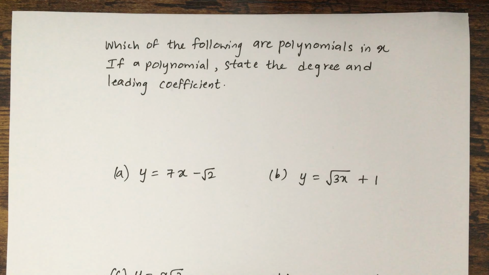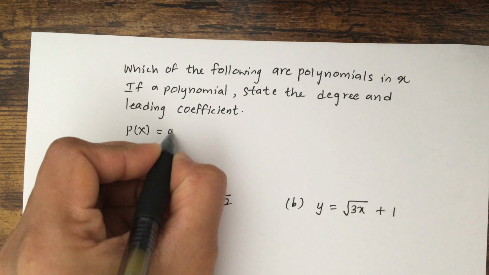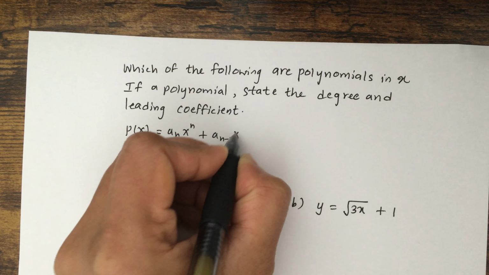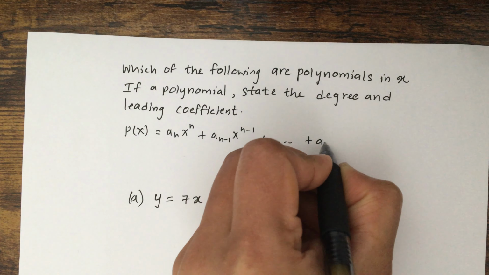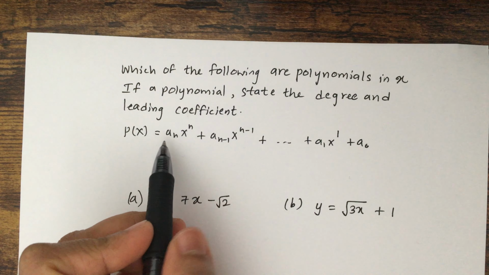So today we are going to look at polynomials in college algebra. This is the question: which of the following are polynomials in x, and if a polynomial, state the degree and leading coefficient? So you know a polynomial, let's say p of x, is in this form, right? This is the general form of a polynomial: a_n x^n plus a_(n-1) x^(n-1) plus up to a_1 x^1 plus a_0. So this is the general form of a polynomial.